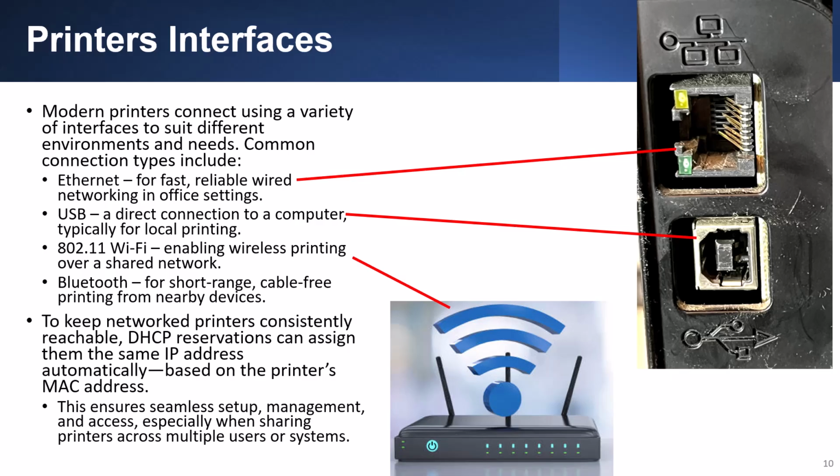Common connection types include Ethernet for fast, reliable wired networking in office settings, USB, which is a direct connection to a computer, typically for local printing, 802.11 Wi-Fi, which enables wireless printing over a shared network, and Bluetooth for short-range, cable-free printing from nearby devices.